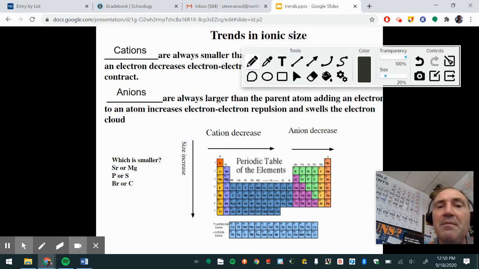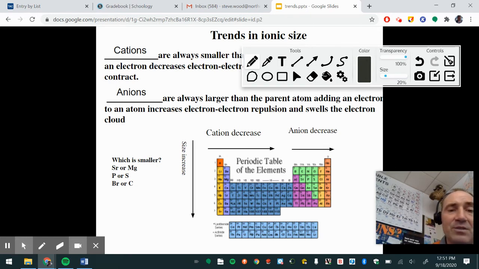So the trend's the same. As you go across the period, even for anions and cations, they get smaller in size as you go across. So going this way, they get smaller. And then going down, they also increase for the same reason. As you go down, they still have more shells, and that still causes them to get bigger. So trends in ionic size, if they're talking about ionic radius or ionic size, it's the same thing.